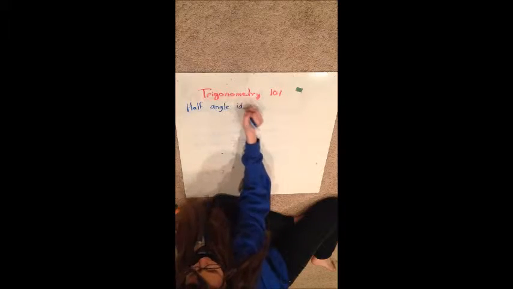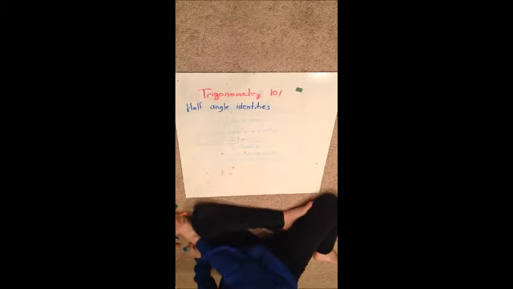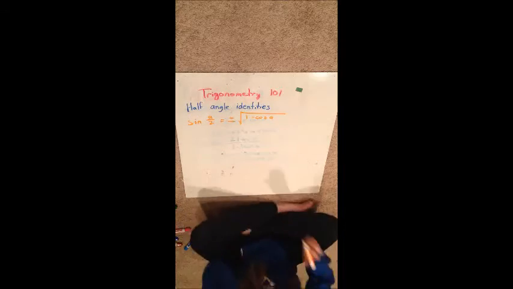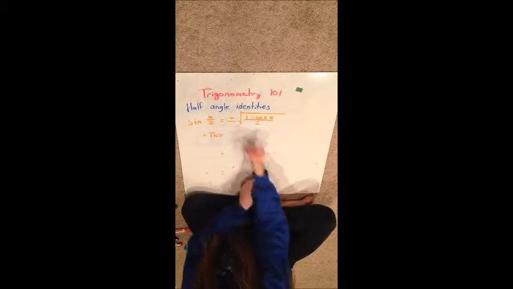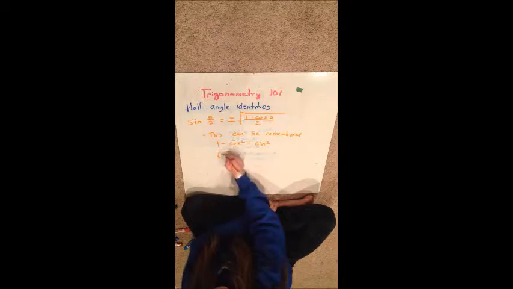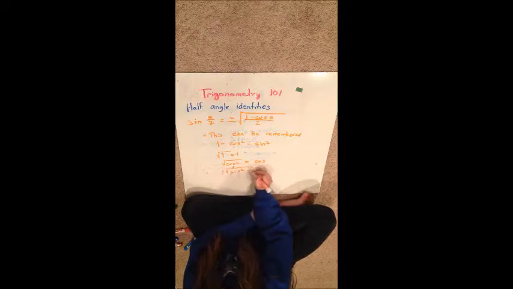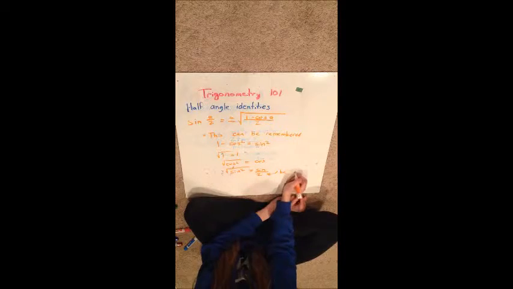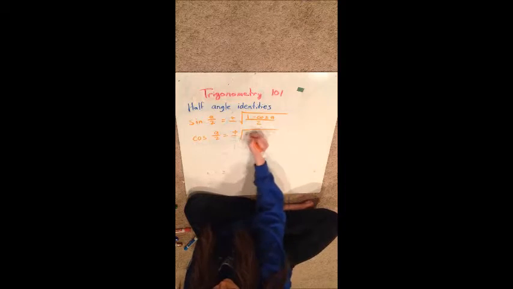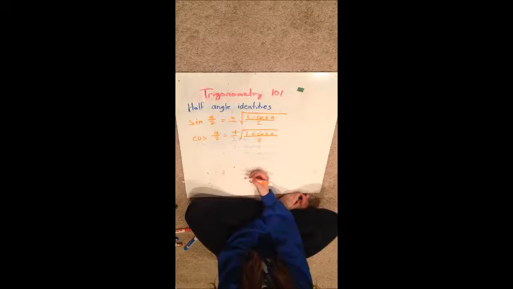Half angle identities are what you will use when you know angle A, but you want to know what half of that would be. The formula for half of A for sine is plus or minus the square root of (1 minus cosine of A) over 2. A way to remember this is you're going to do 1 minus cosine squared to find sine squared, and the square root of sine squared is sine, and then you divide it by 2 to get the half angle.